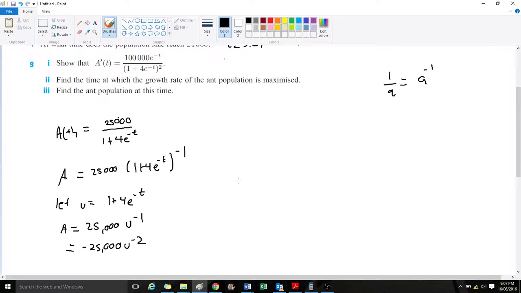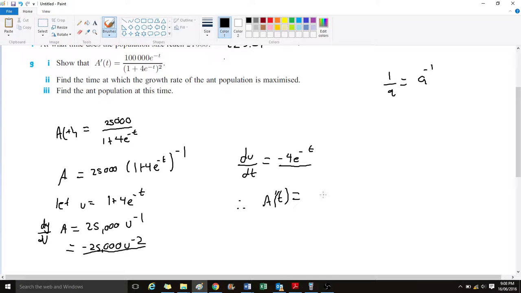Now if we're talking about the derivative of u with regards to t, remember this is our u function here. The derivative of 1 is just 0. The derivative of e to the minus t is going to be minus e to the minus t, and we have 4 lots of that. So du on dt is minus 4e to the minus t. So therefore, A dash t is going to be this function times this function. This part here is dy on du, and this part here is du on dt. And what we're doing is figuring out what dy on dt is, or the derivative of A.